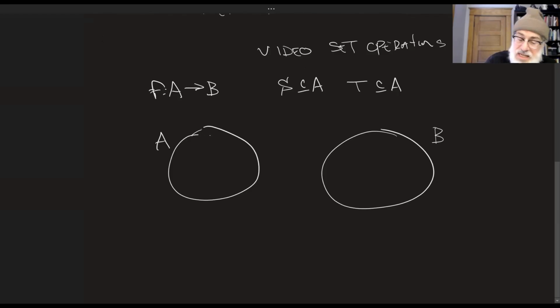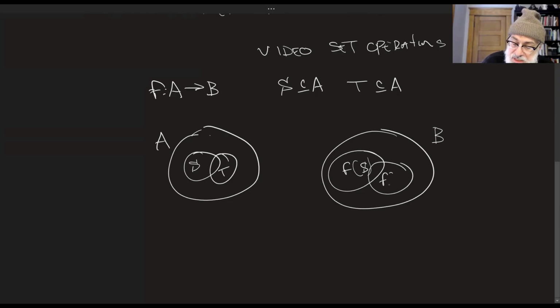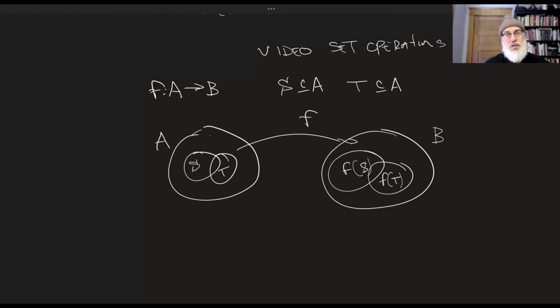And the set S, I'll put here, and set T, that means that f of S exists as a subset of B. I'll put that here. And f of T exists as a subset of set B. These are the images. Now, f goes from here to here, of course. So it takes elements from A to B. I drew the S and T as an intersection, and f of S and f of T as an intersection, but it doesn't necessarily have to intersect.